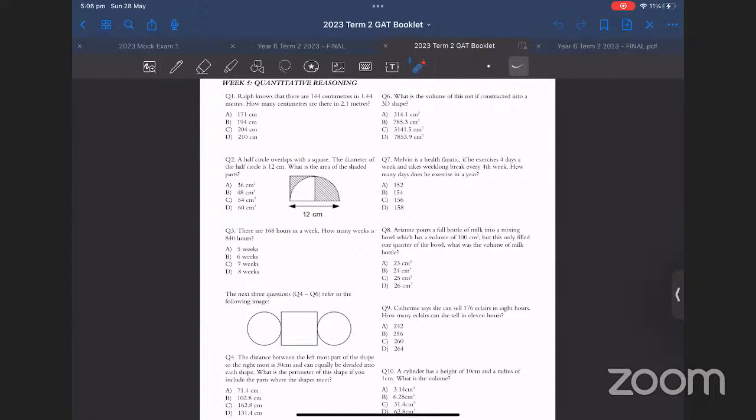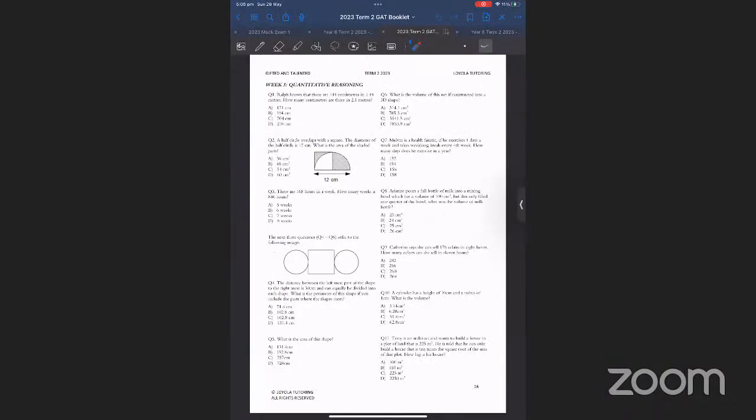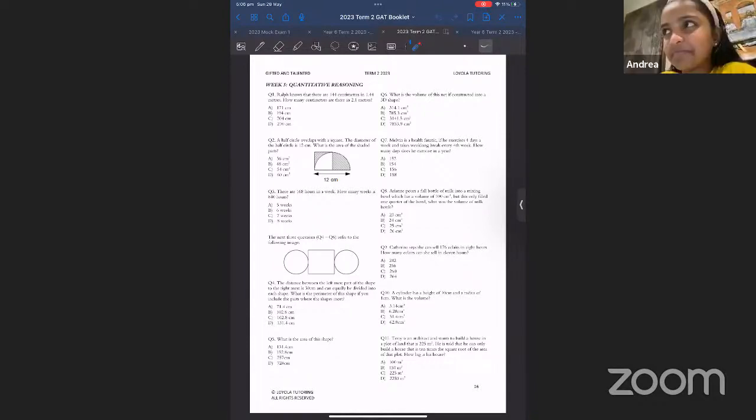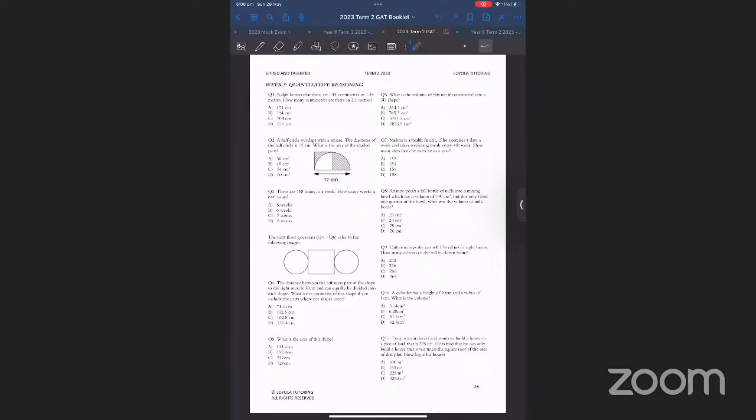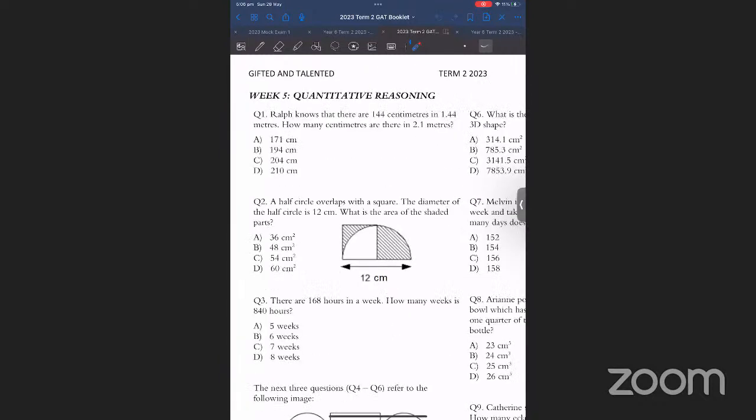Question number 1. Ralph knows that there's 144 centimeters in 1.44 meters. How many centimeters are there in 2.1 meters? A really easy question, right? There's really no reason to go through it, but essentially we know that 100 centimeters is equal to 1 meter. We were told that 144 is equal to 1.44 meters, so the other way around, if 2.1 meters, then that should be 210 centimeters. Do you guys understand? Pretty straightforward.